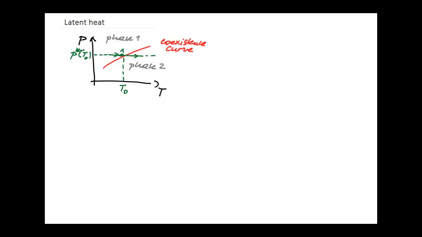So we are still in phase 1. And then point 2, just after crossing the coexistence curve. So we've just done the phase transition, effected the phase transition to phase 2. And let's look at the entropies of the substance at these 2 points, 1 and 2.